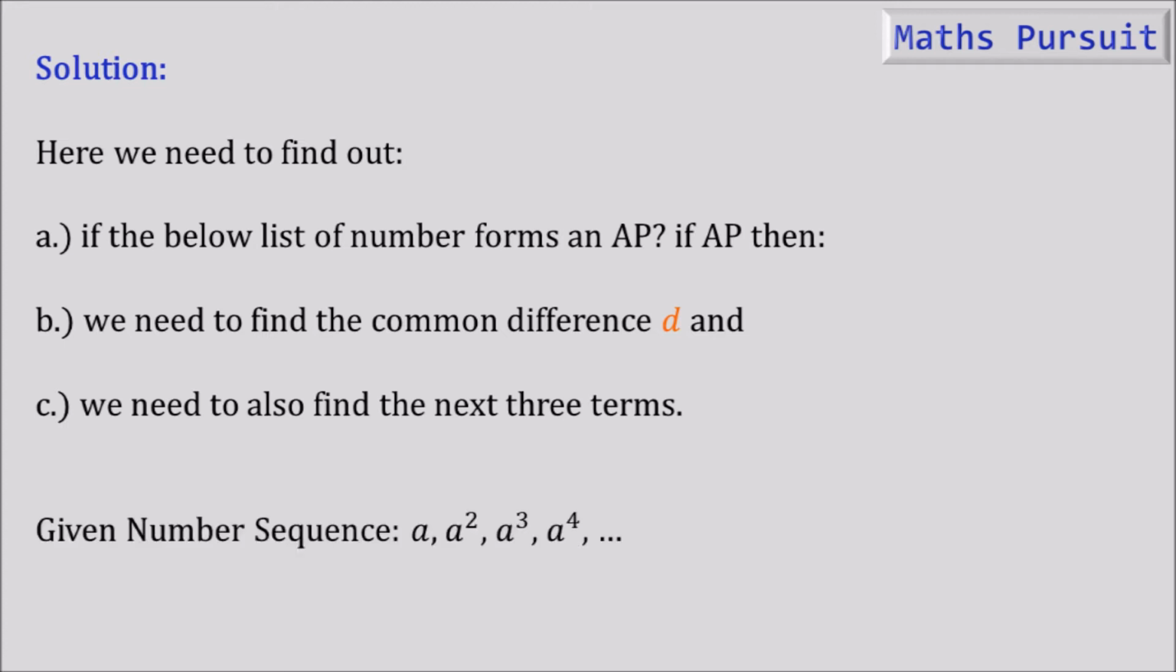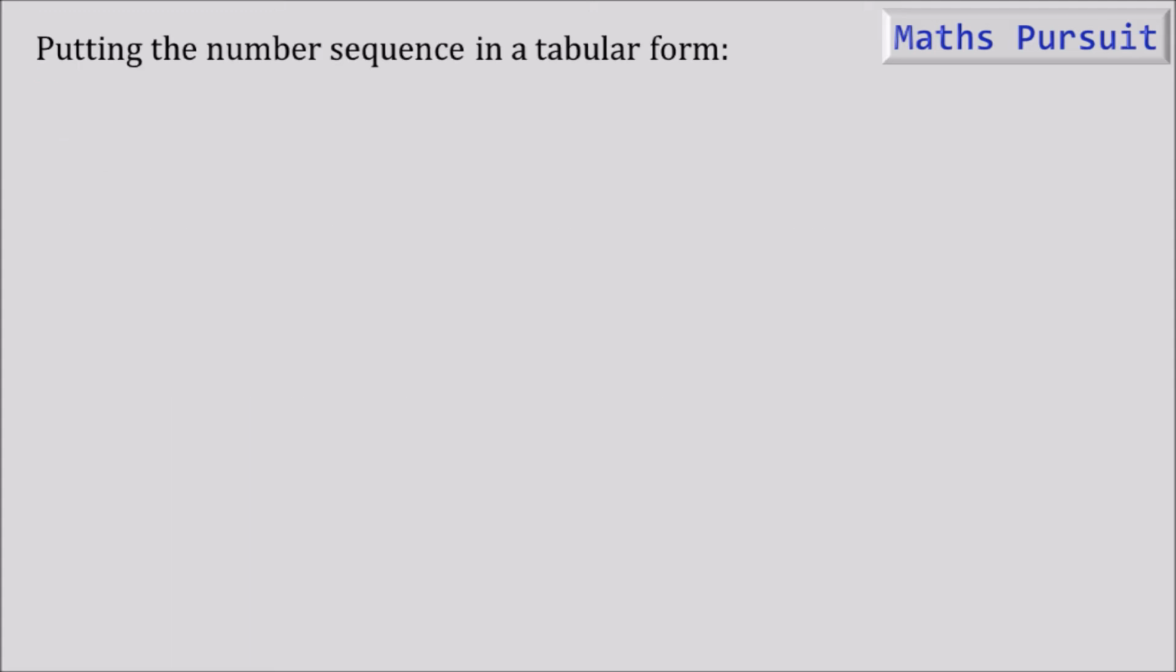Given number sequence: a, a to the power 2, a to the power 3, a to the power 4. Now putting the number sequence in a tabular form. Guys, I always prefer to put the number sequence in a tabular form so that it will help us in making our calculations and we will not get confused with the numbers. So for that reason I always prefer to make a table. Now here I am going to create a 4-column table with 3 rows. 4 columns means we have 4 numbers they have given, so for that reason we are preparing 4 columns.